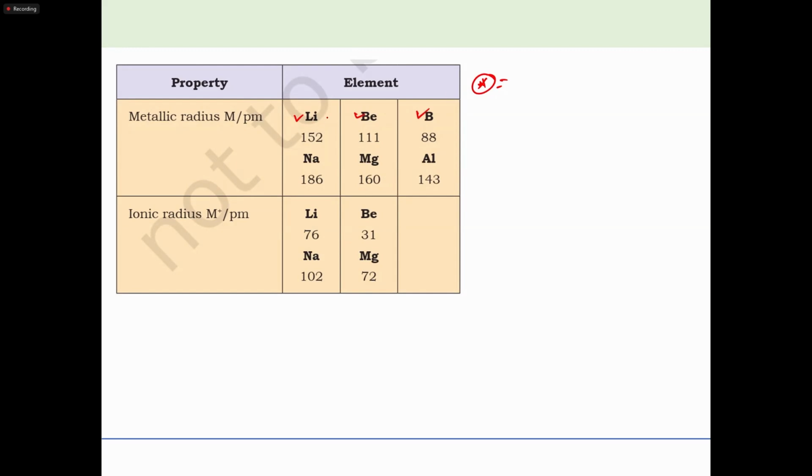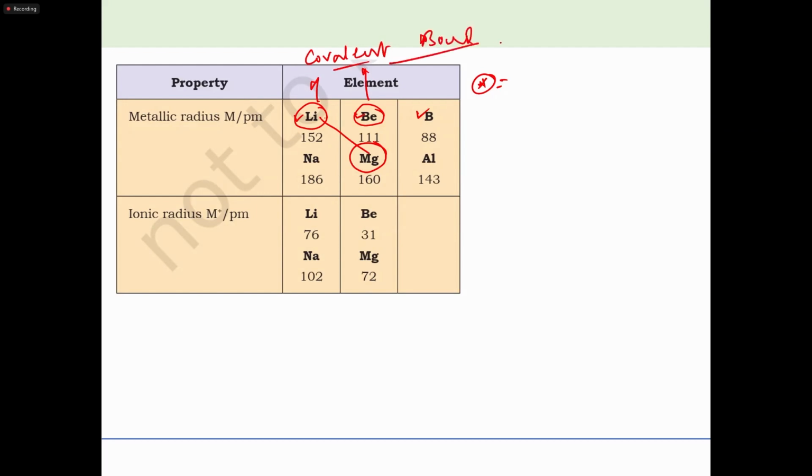So here, the diagonal strip is the properties. What am I saying here? Only lithium and beryllium, these two elements, actually form covalent bonds. And what about these other elements? These elements actually form ionic bonds. So these two elements form the covalent bond.